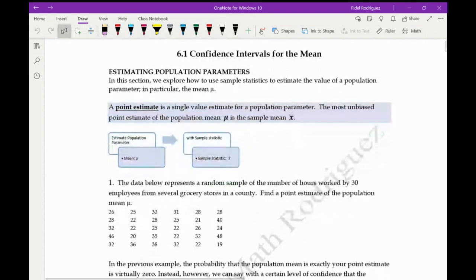So 6.1 talks about these things called confidence intervals for the mean, and it says estimating population parameters. In this section, we're going to explore how we use sample statistics to estimate the value of a population parameter, in particular, the population mean, mu. A point estimate is a single value estimate for a population parameter, and the most unbiased point estimate of the population mean mu is what we call the sample mean.